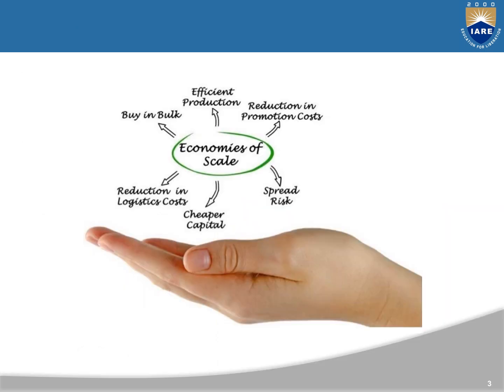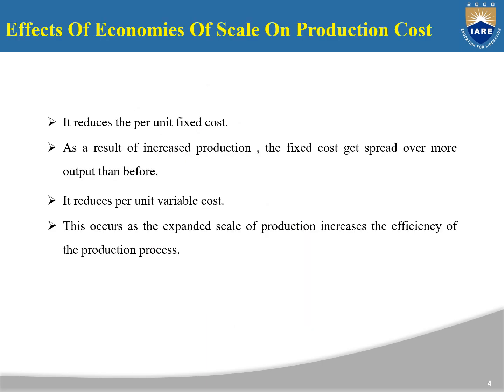Economies of scale include efficient production, reduction in promotion costs, spreading risk, cheaper capital, reduction in logistic costs, and buying in bulk. Effects of economies of scale on production cost: it reduces per unit fixed cost as a result of increased production. The fixed cost gets spread over more output than before. It reduces per unit variable cost. This occurs as the expanded scale of production increases, the efficiency of the production increases.